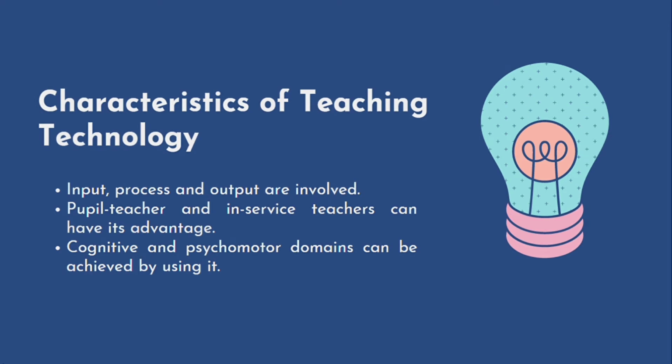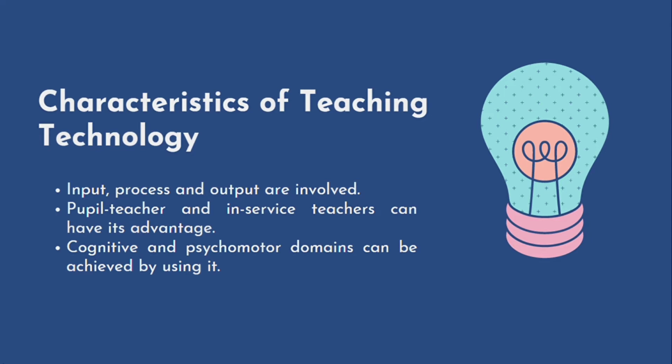Now we have characteristics of teaching technology. Input, process, and output are involved. So the inputs are basically the objectives and objectified contents that teachers put in, while the processes are the methods of delivery of contents. Outputs are the end product of educational inputs and processes that must be assessed based on objectives.